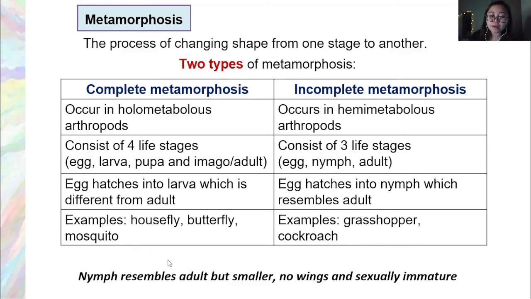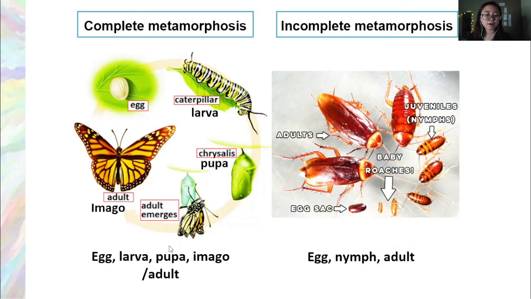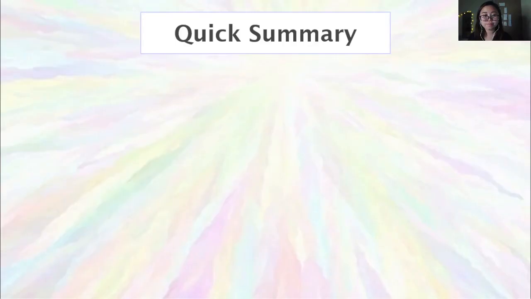Okay, nymphs are basically the baby version, but they look like the adult, just smaller, with no wings and immature sexual organs. Okay, so this is a better picture to show you the difference between complete metamorphosis and incomplete metamorphosis. All right, so yeah, another picture, complete metamorphosis compared with incomplete metamorphosis. All right, so that is pretty much it for 10.3.